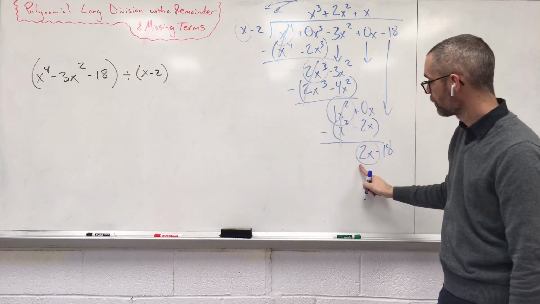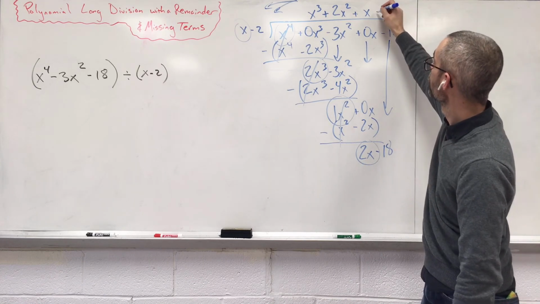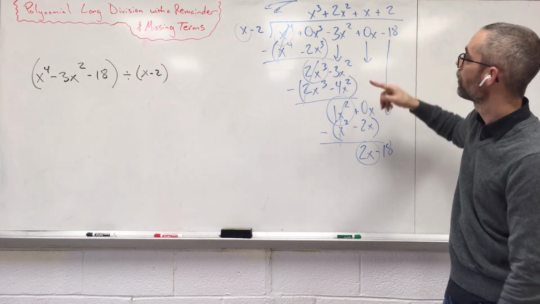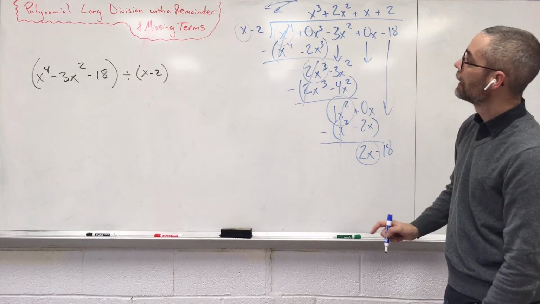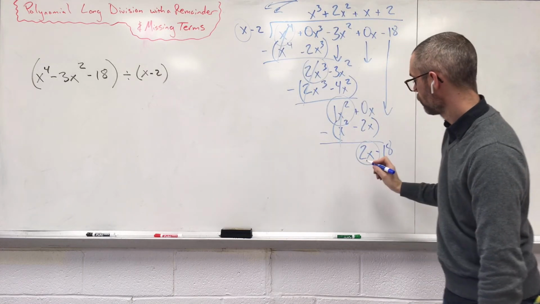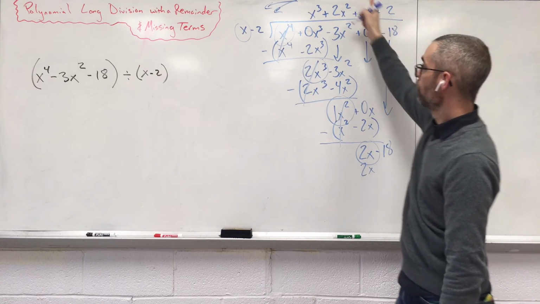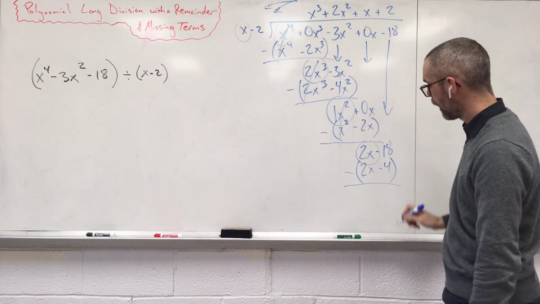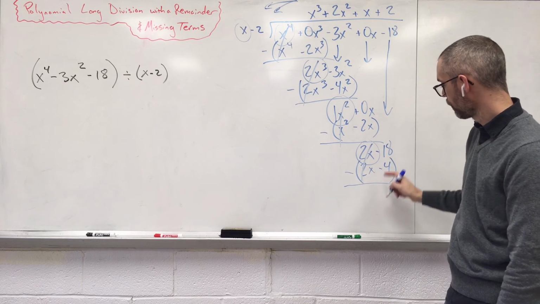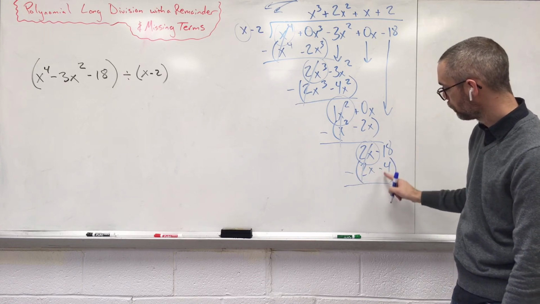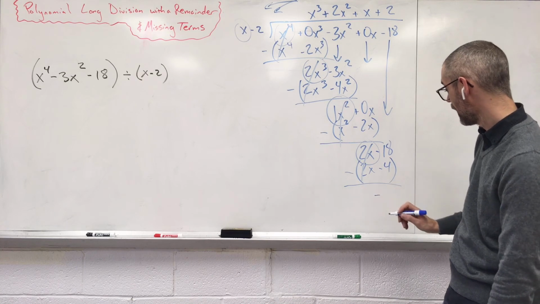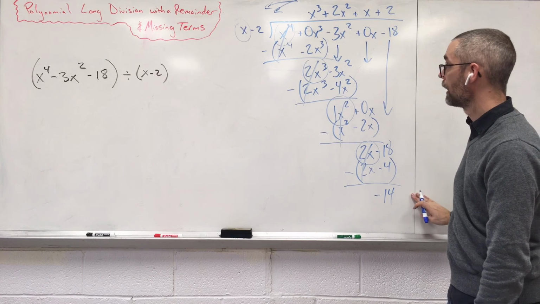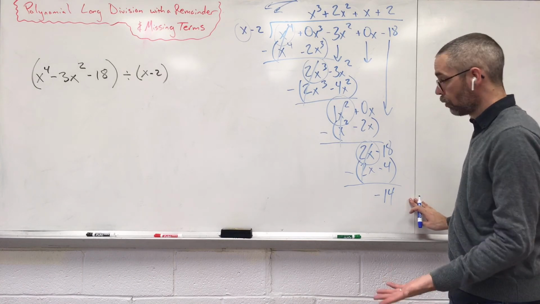X times what gives me 2x? X times 2. So notice that all my answers, x thirds, x squared, x number, they're all lining up with each other. Let's distribute 2 times x, 2x. 2 times -2 is -4. Group, subtract. 2 minus 2, goodbye. -18 plus 4, giving us -14. We have nothing else to bring down. And we're going to have a remainder now.